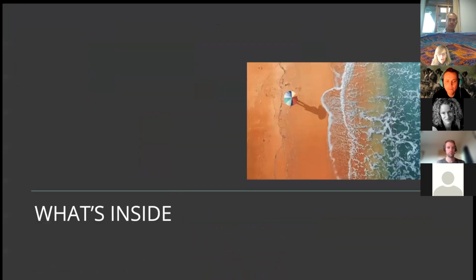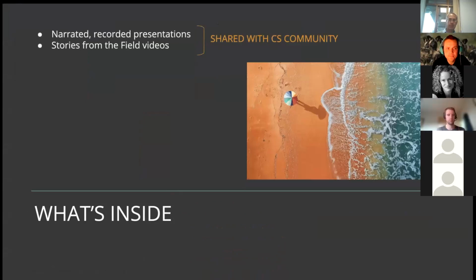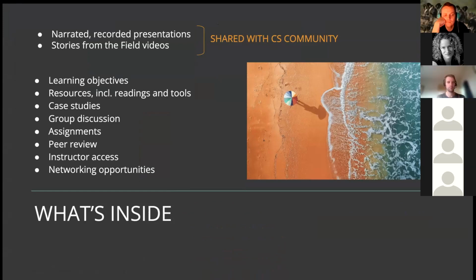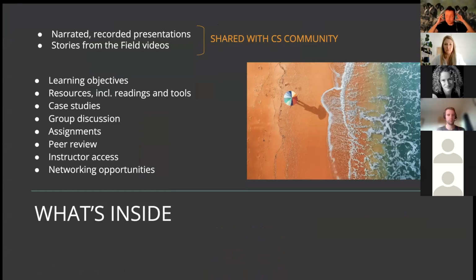Inside each course, we have things like lecture presentations and stories from the field. Those are being shared with the conservation standards community, and I'll tell you more about those in a moment. We also have other aspects which you can read about on screen. I think what makes this course unique, and what a lot of students really appreciate, is the peer review process and the fact that they have instructor access at all times. It also opens up a lot of networking opportunities.